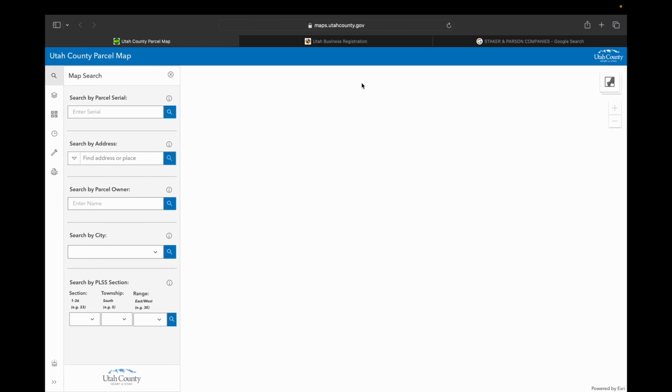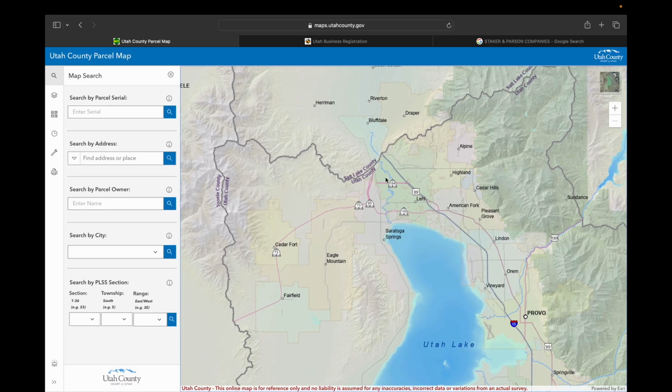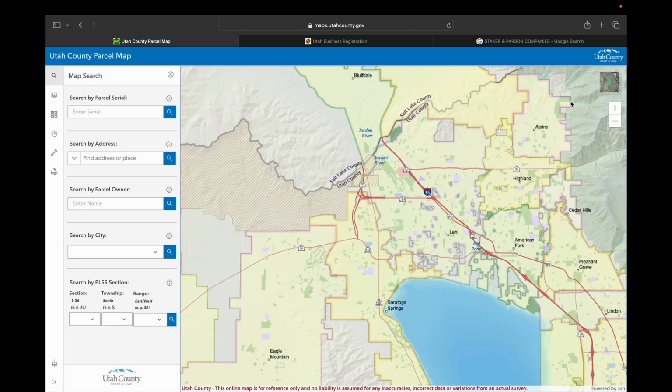Let's see. So now my question is, who owns this parcel? Is this going to be something that they're going to want to sell? I know previously that this was owned by the, let's see. Sorry, I should start off with this. Utah County parcel map. Most counties have something like this in every state. I've looked at some in New Jersey and North Carolina.